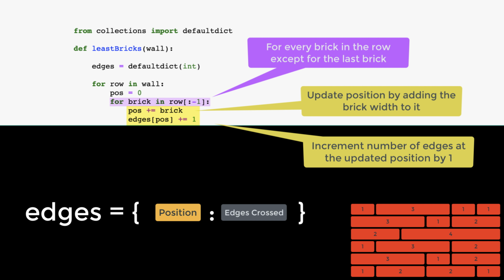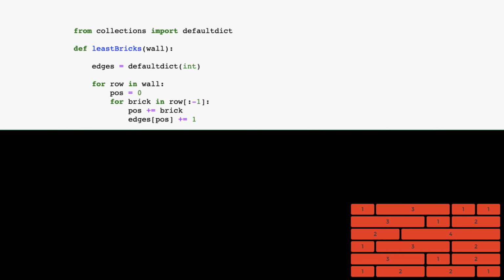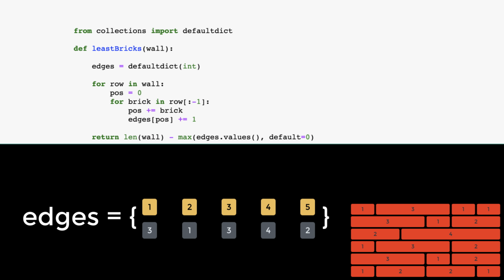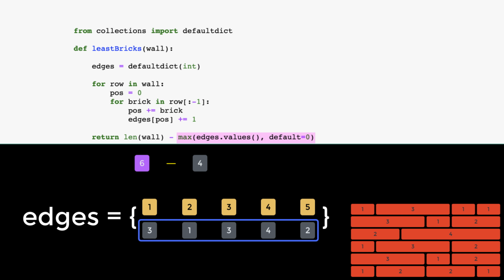After we finish doing this for each row in the wall, we finally get the minimum number of bricks crossed by returning the number of rows in the wall minus the maximum number of edges crossed. To get the maximum number of edges crossed, we take the max of the values in the edges dictionary. The default equals 0 argument is included for the case where no edges exist within the wall.